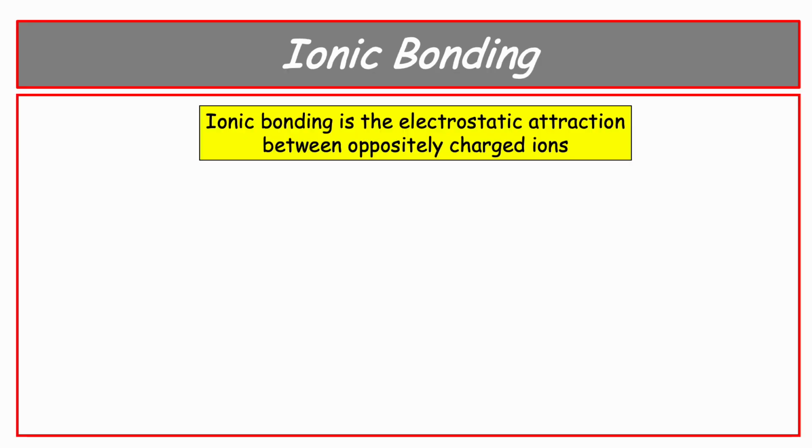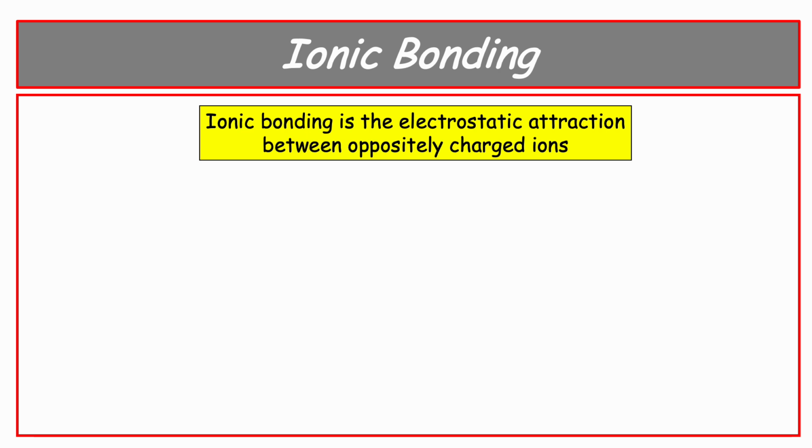So, ionic bonding is the strong electrostatic force of attraction between oppositely charged ions. Now, an electrostatic force of attraction is just the name given to any force between opposite charges. If this occurs between opposite charges, that means there must be a positive ion and a negative ion. So ionic bonding is the strong electrostatic attraction between positive ions and negative ions.